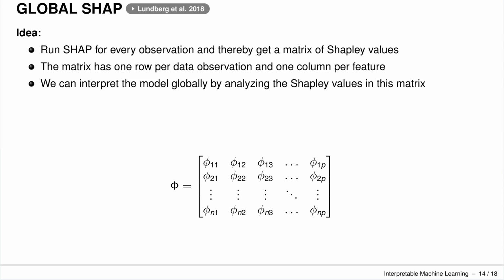You can also calculate SHAP values for all observations and create a matrix out of that. This gives one row per observation and one column per feature. So these are the observations and these are the features, and for each observation and each feature, you get the Shapley value. By that, we can also interpret the model globally by looking at the values in the matrix.